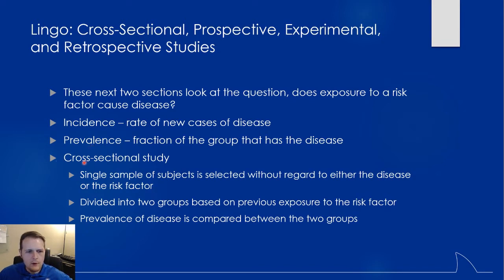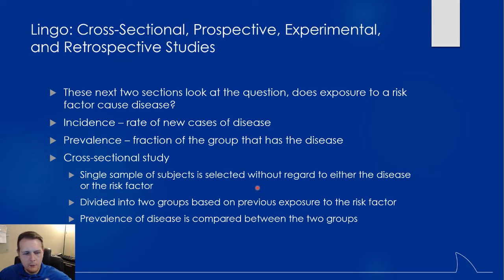And so when you're looking at a cross-sectional study, this is basically where you're taking a single sample of subjects, hopefully randomly selected, and you're looking at them without regard really to whether they have the disease or the risk factor, and then they get divided into groups based on their exposure, right? So maybe it was smoking, maybe it was exposure to a certain chemical, maybe it was anything really.